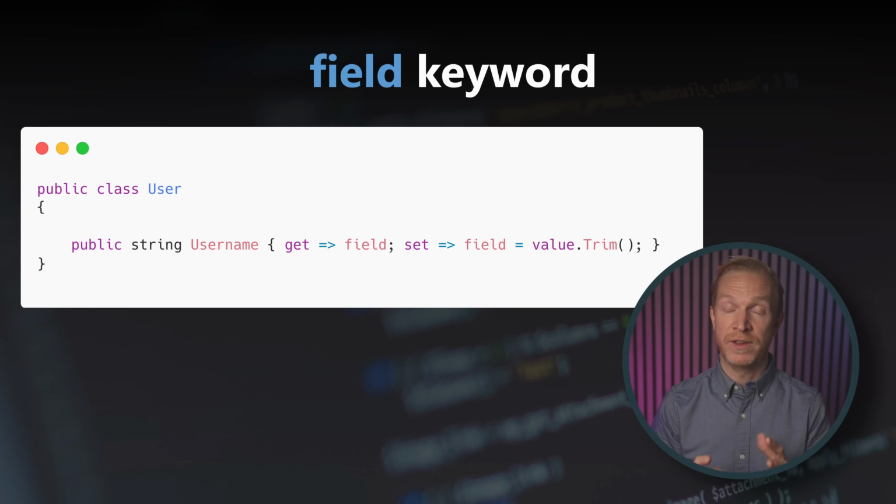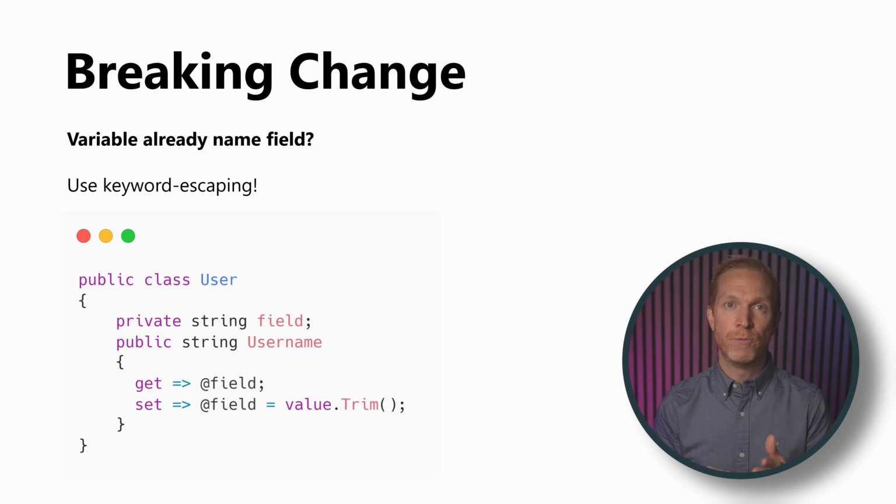Let's now talk about C# 13. C# 13 introduces a new field keyword, so that if you have an auto property and you'd like to clean up the data before you return that back to the user or before you set the value, you can reference the backing field. However, this introduces a breaking change, because if you already have a field available in the class called field and you reference that in one of your properties, then this new contextual keyword will change its meaning. So you'd have to use the keyword escaping character to be able to reference that old field in the class.